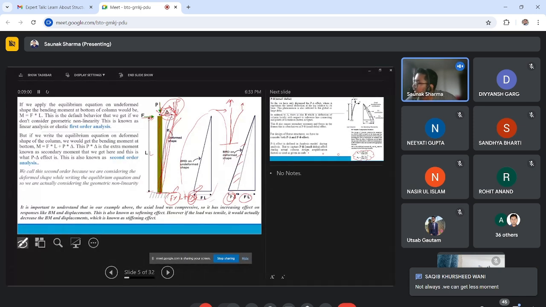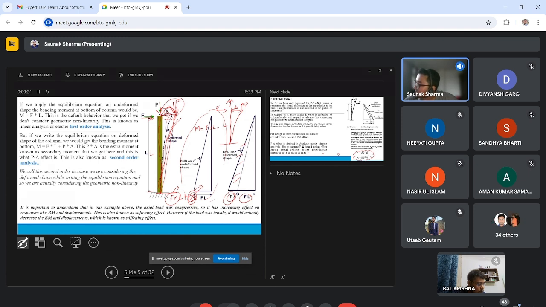The point of application is here. L is this. P is this. Let's give the same notation. The deformation is also delta. Now, what happened here is, for a force that is not compressive, for a tensile force, the moment will be F into L minus P into delta, because P acts in the anticlockwise direction. So P delta won't always give us higher moments or higher forces. It may reduce them sometimes. So we need to understand that part while designing.